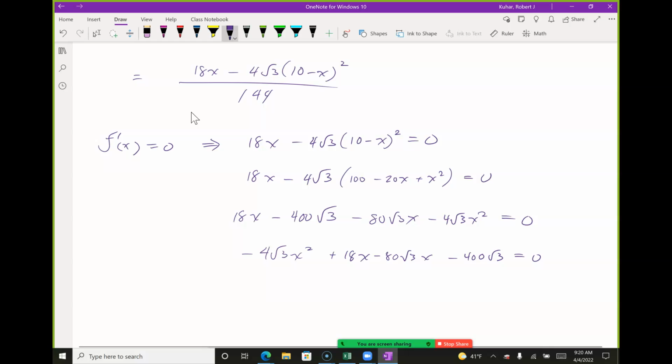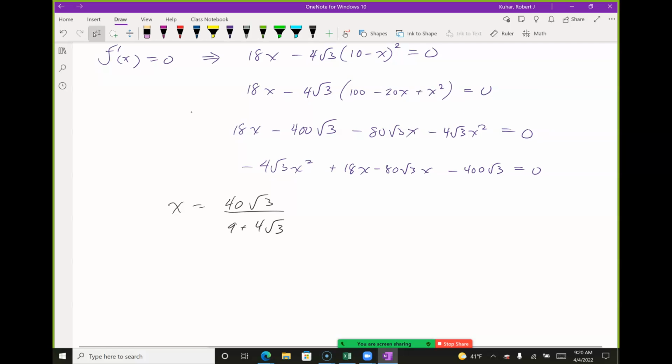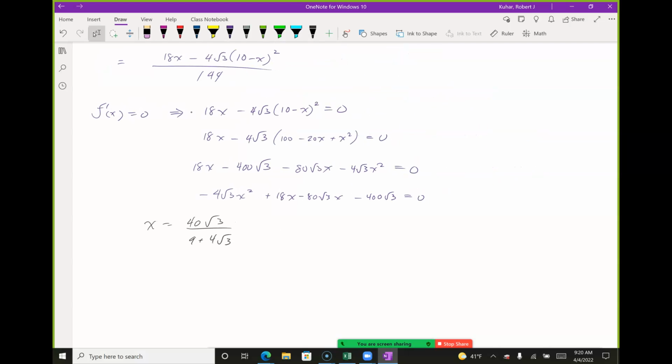What? No 3D objects? I get a critical value of x equals 40 rad 3 over 9 plus 4 rad 3. That's what I did get in my other class, but I don't remember why it seemed so difficult to me today. I just guess I'm brain dead. So there's my critical value. Obviously, I solved some quadratic.